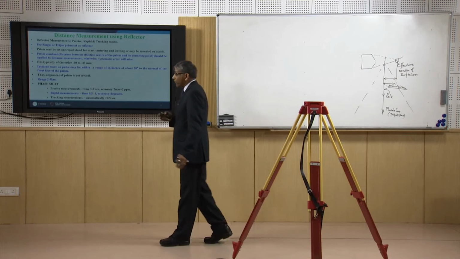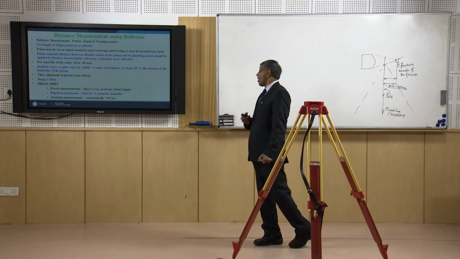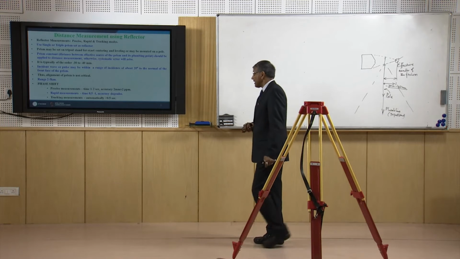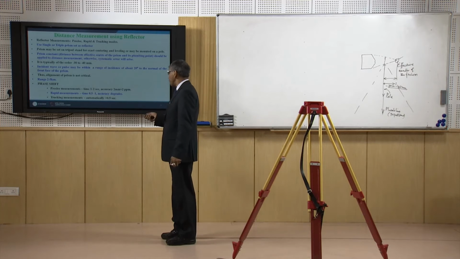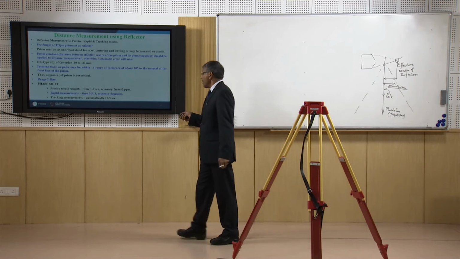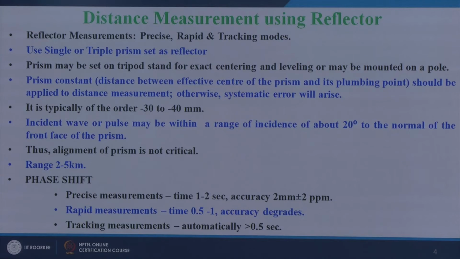Also, we can go for very rapid measurement. So, when the accuracy is not that important, not that much required, then we can go for rapid measurement, and half a second to 1 second will be sufficient to take our reading, and of course we will sacrifice some degree of accuracy. Now, there is another mode of measurement which is called tracking measurement.